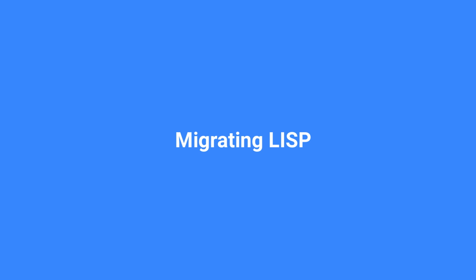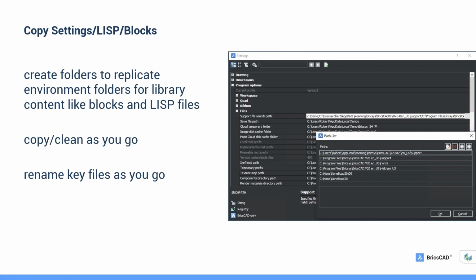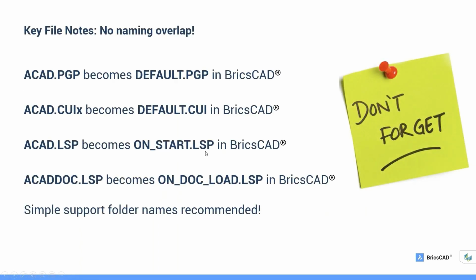Now that we have created a support folder, we're going to take a look at some of the LISP files that we found in there and get that correctly configured. We're going to have to do some renaming, maybe a little bit of cleaning and a titch of editing. I'm going to show you how that works. There are some key file names that are worth noting here, like ACAD PGP becomes default PGP. Our default CUI is called default. ACAD LSP becomes on start. ACAD doc LSP becomes on doc load.